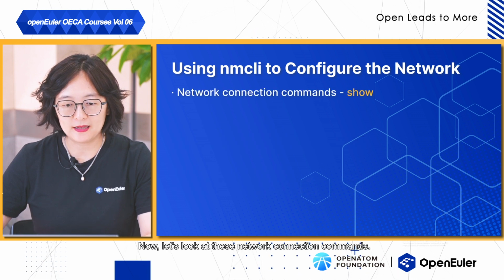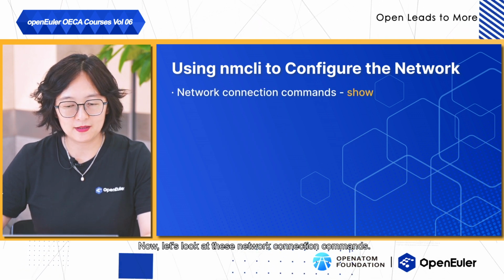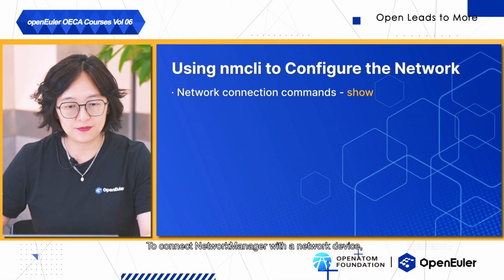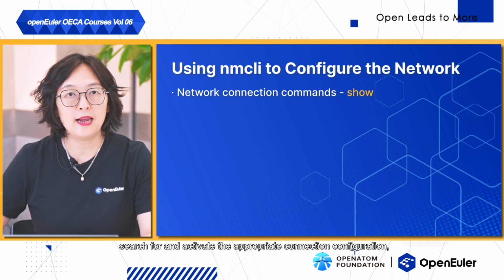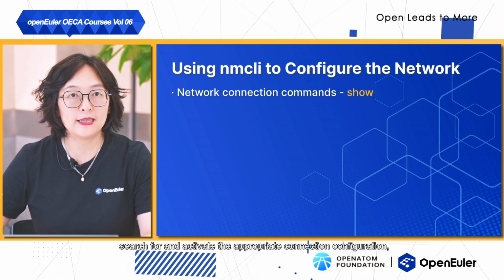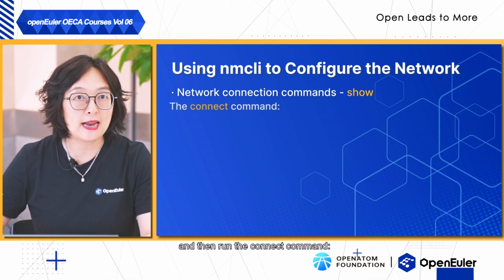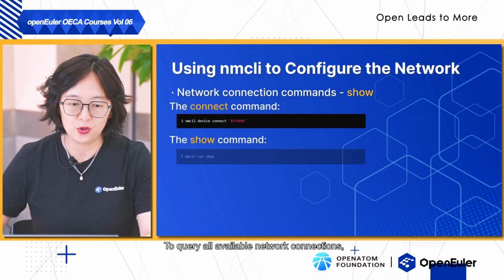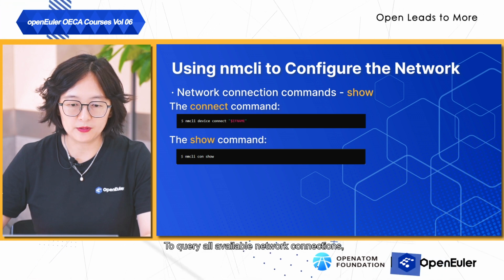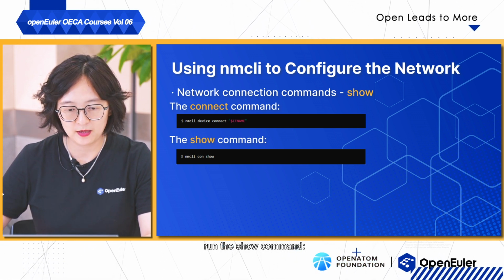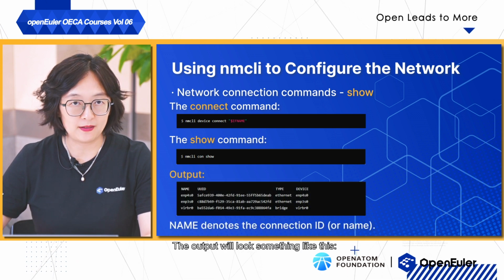Now let's look at these network connection commands. To connect Network Manager with the network device, search for and activate the appropriate connection configuration, and then run the connect command. To query all available network connections, run the show command. The output will look something like this.